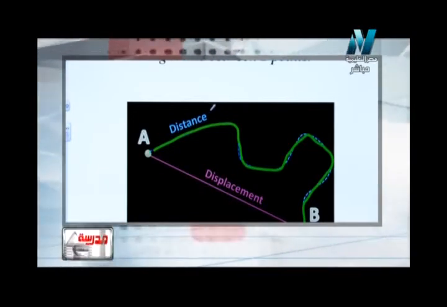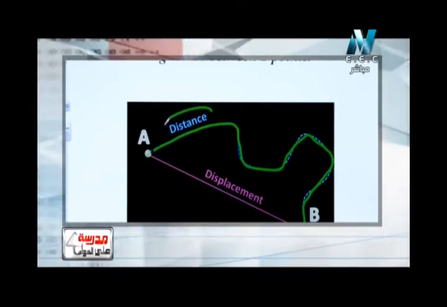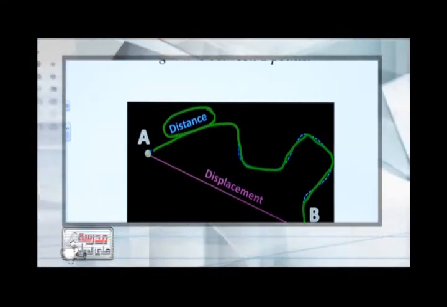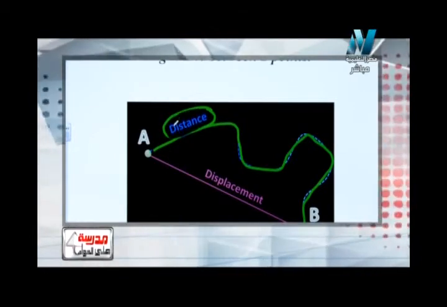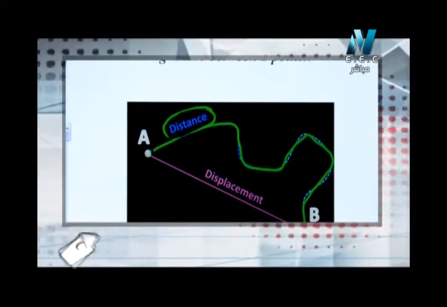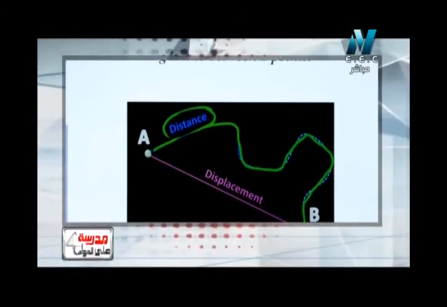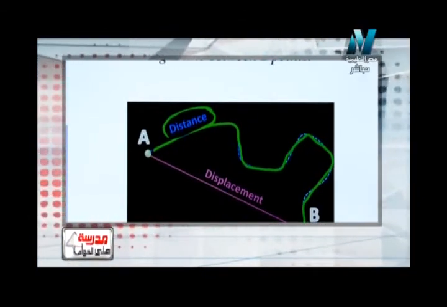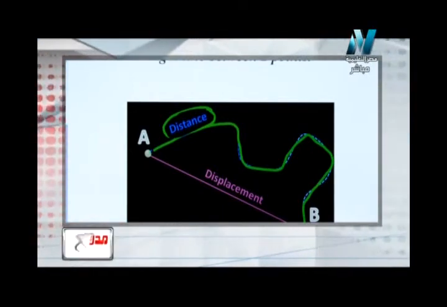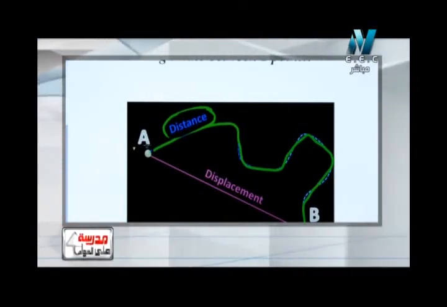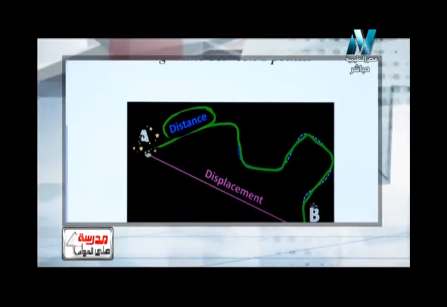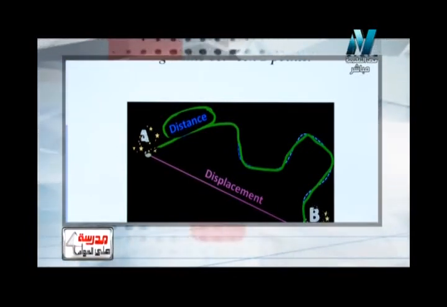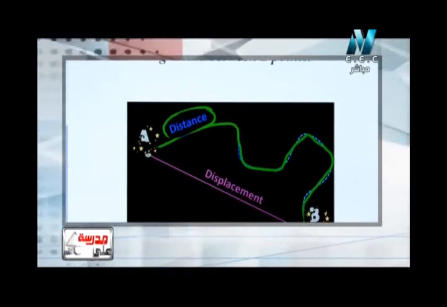So the actual length between the 2 points here, we have what? We have distance. So we define distance as the actual length between the 2 points, the starting point and the ending point. Where is the starting point? Starting point is point A here, as we see in front of us. Where is the ending point? The ending point is B, the ending point of the trip.